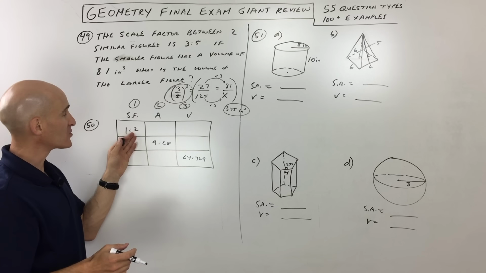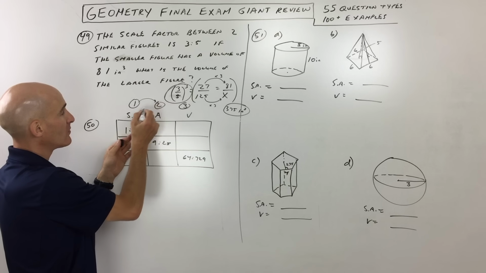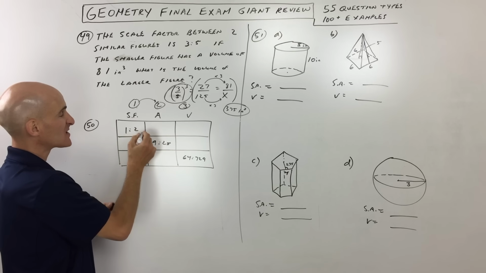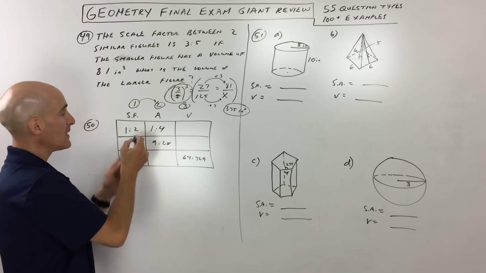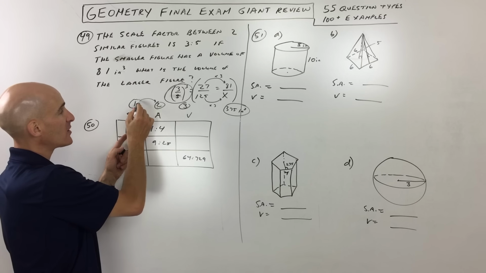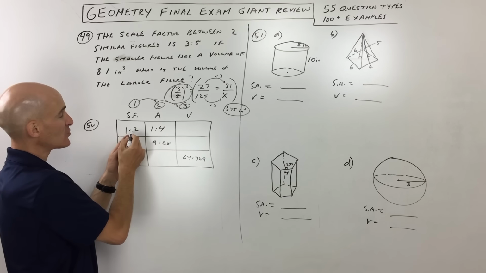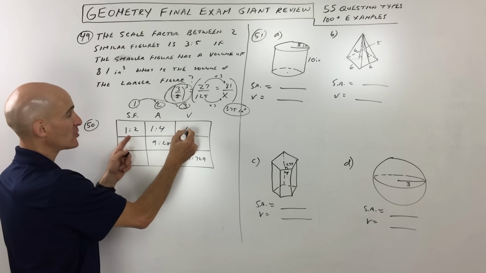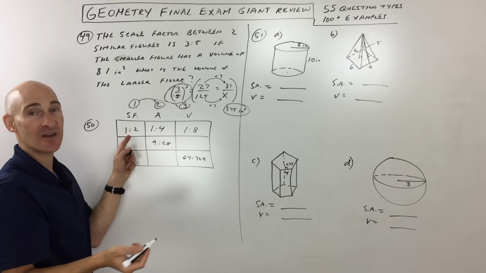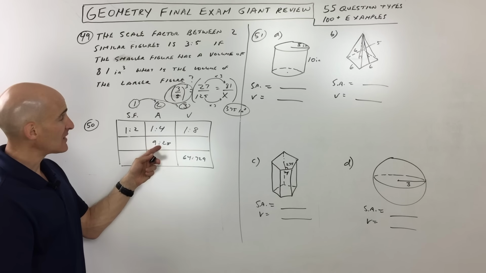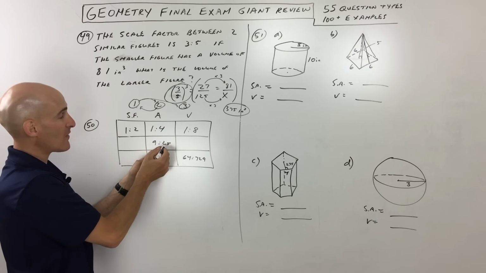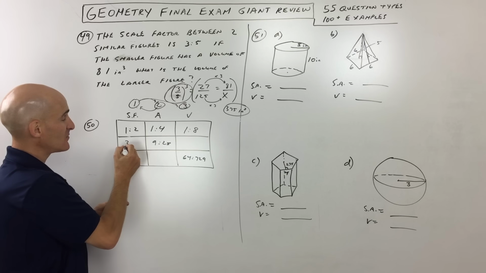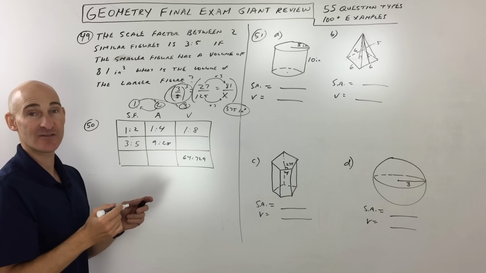So if the scale factor is 1 to 2, and you're going from one-dimensional to two-dimensional, you have to square this. So that's going to be 1 squared is 1, 2 squared is 4. If you want to go from the scale factor, which is one-dimensional, to the volume, which is three-dimensional, you have to cube this scale factor. 1 cubed is 1, 2 cubed is 8. So you with me so far? But if they give you the ratio of the areas, that's two-dimensional. You want to go back to one-dimensional, you have to take the square root. So that's going to be square root of 9 is 3, square root of 25 is 5.